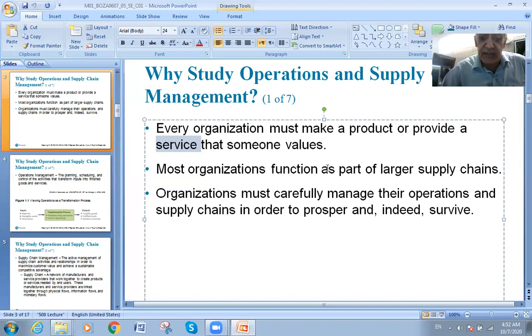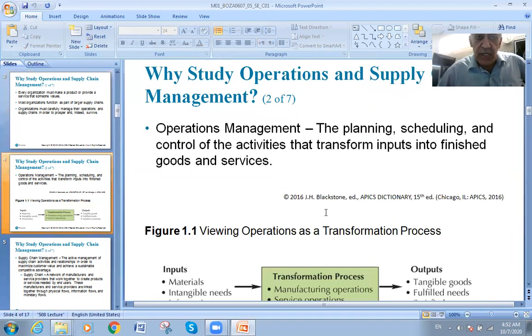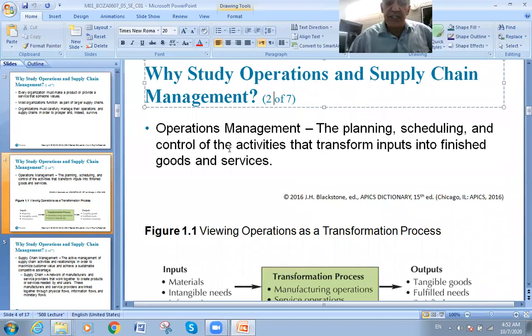Most organizations function as part of a larger supply chain, yes. And the supply chain is inclusive. That's what we want to say. Organizations must carefully manage their operations and supply chain in order to prosper and indeed survive. If you didn't do any part of the job right, what are you expecting? A failure in this case. So here, what is it? Why study operations and supply chain management?